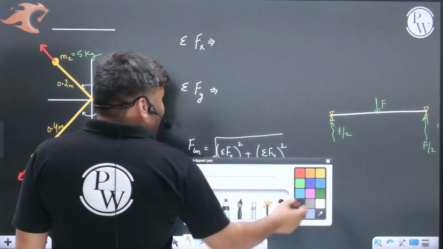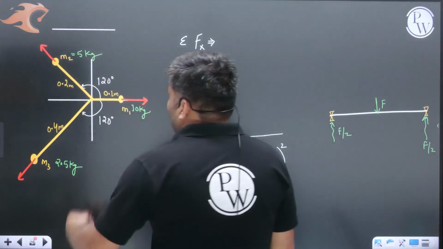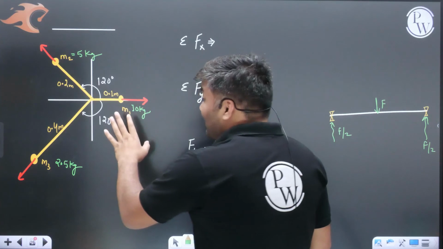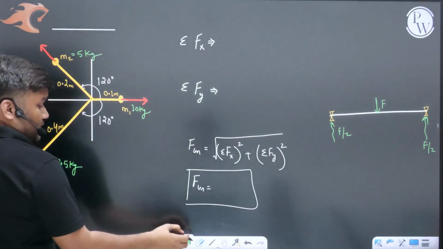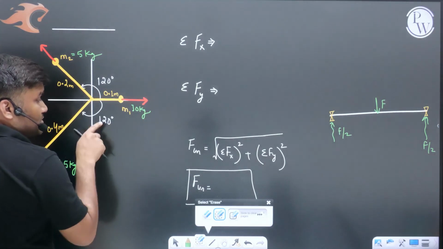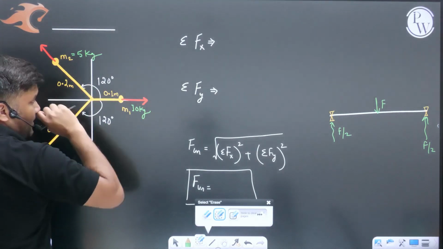Summation of forces in x direction, how much will it be? How much will it become, beta? In x direction how many forces are there? Likh lo beta. Suno suno suno. They have given you this angle is 120 degrees.